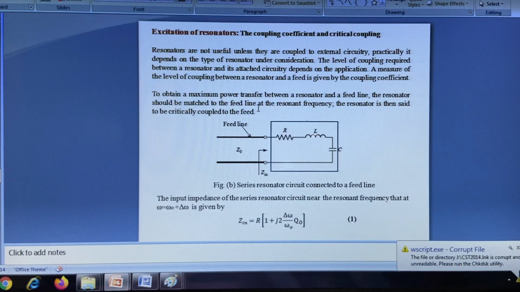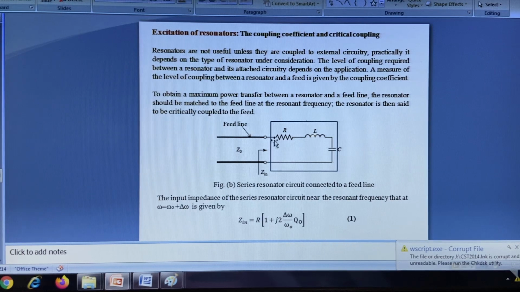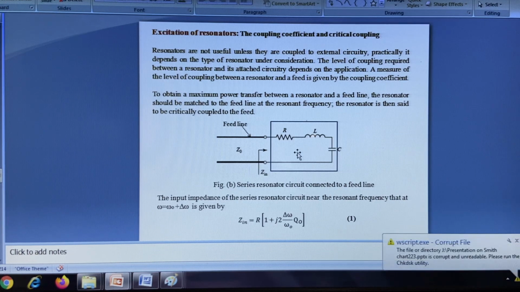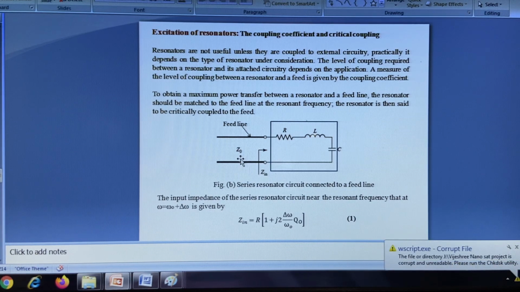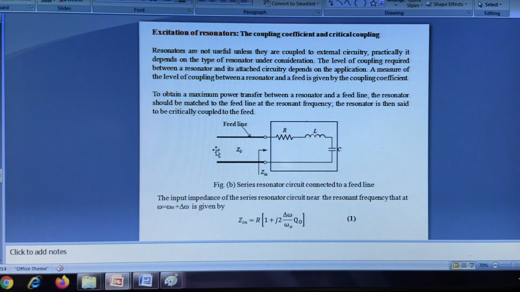Now consider this circuit here. This is a series resonator circuit that is connected to the external source using a feed line. This is a feed line, a microstrip line. For example, this may be a transmission line with a characteristic impedance equal to Z0. As we studied earlier, to get a maximum power transfer from the source side to the resonator circuit, the input impedance of this resonator circuit must be matched with the characteristic impedance of this feed line.